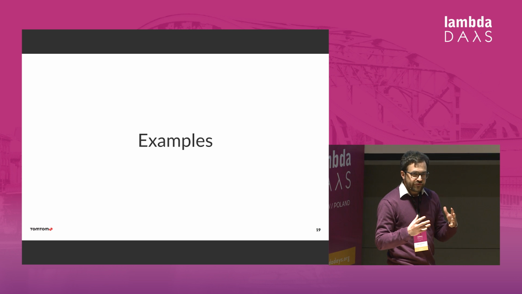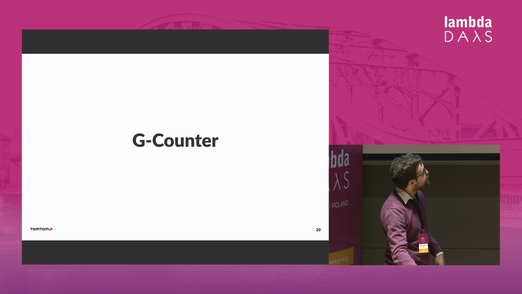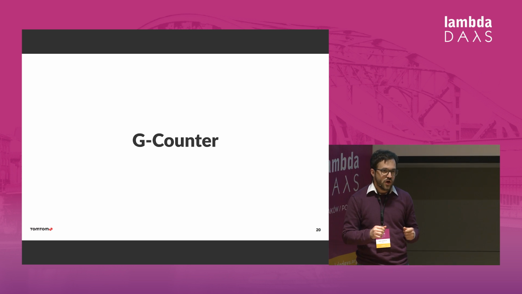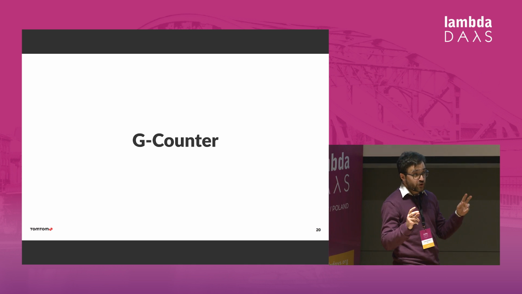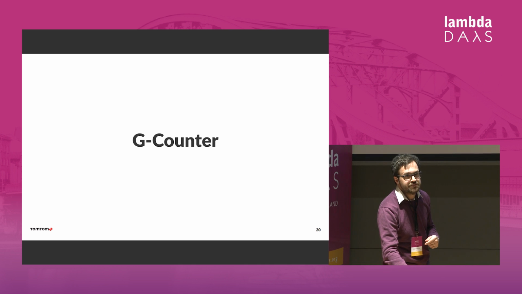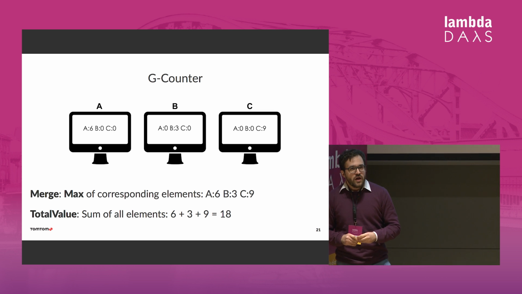I explained a couple of very easy examples about CRDT. The first is GCounter. GCounter is an always growing counter, so a counter that always grows. For example, you have a website and you want to count the number of hits on your website. And probably your website is really successful and you cannot count it on just one single machine. So you want to count in a distributed way.